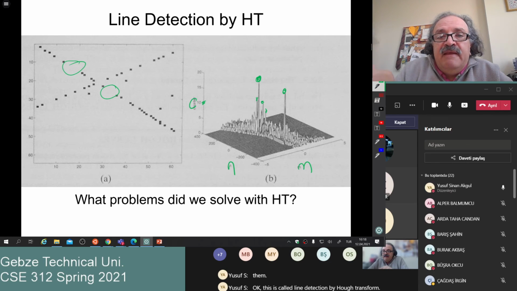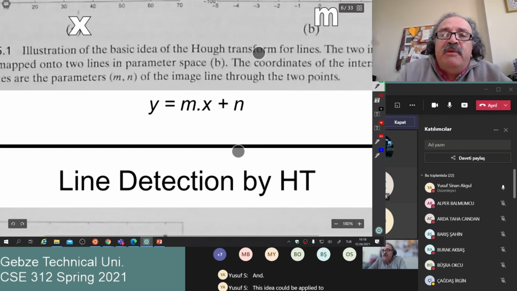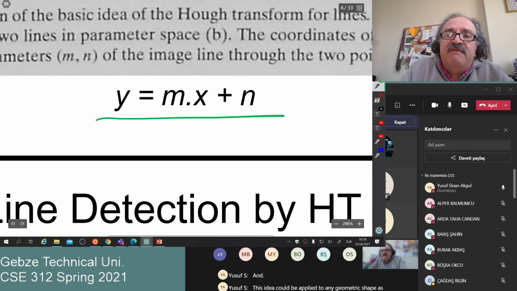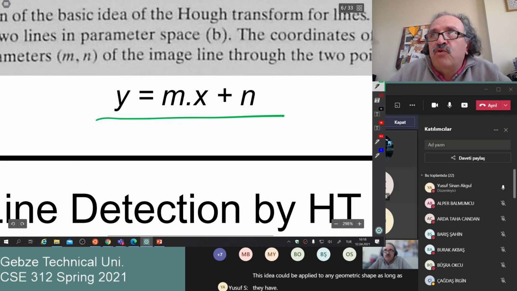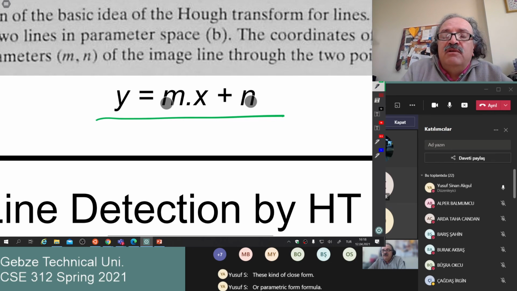And this idea could be applied to any geometric shape as long as it has a closed form or parametric form formula. A line has a two-dimensional space, M and N. So I am going to make my voting in a two-dimensional space, M and N space.